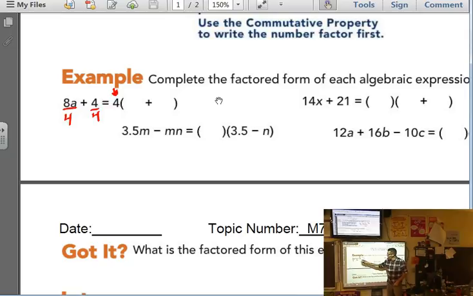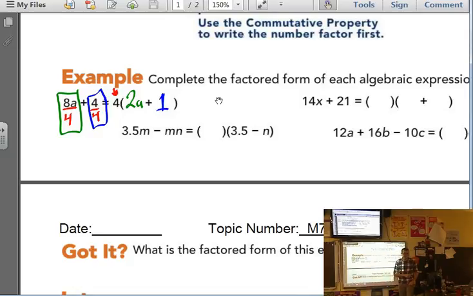So, when we divide 8a by 4, Grace, what do we get? 8 divided by 4, 2a. So we get 2a in here. And actually, I'm going to color code this so it makes sense to you guys. This gives us the 2a. And then this will give us 1, right? A number divided by itself doesn't disappear. It cancels out to 1.